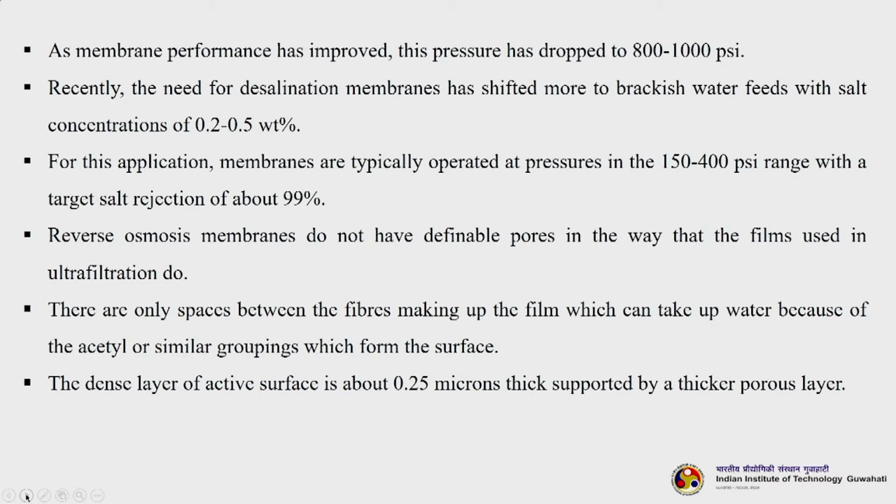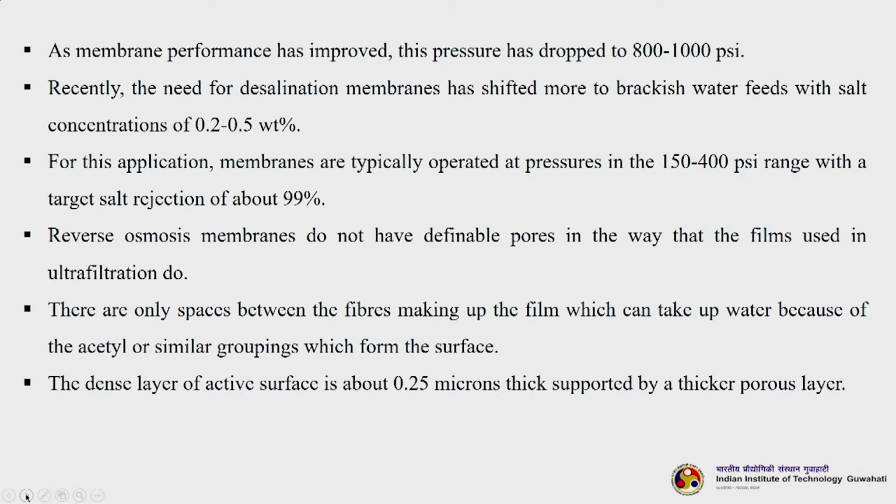RO membranes do not have definable pores in the way that the films used in ultrafiltration do. So, you need to understand the difference between ultrafiltration membranes and RO membranes. They are all asymmetric membranes. However, ultrafiltration membranes, even if asymmetric, contain pores. However, RO membranes do not have distinct or definable pores. There are only spaces between fibers making up the film, which can take up water because of the acetyl or similar groupings which form the surface.